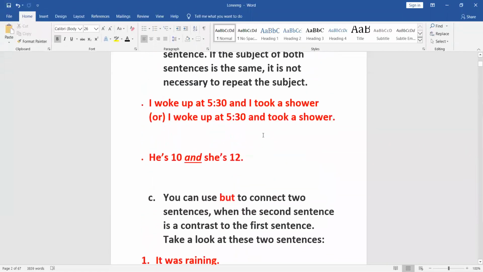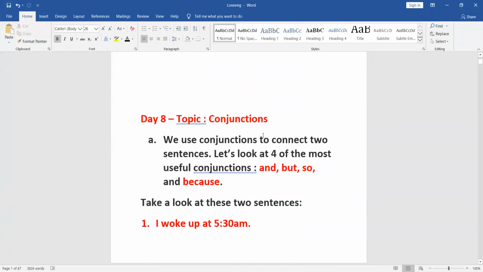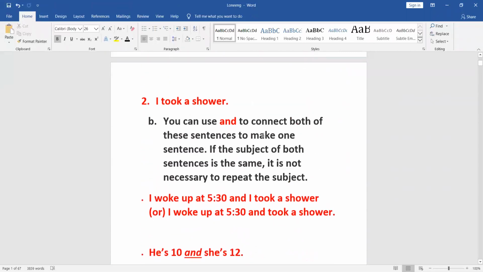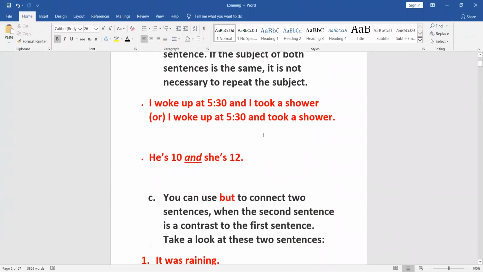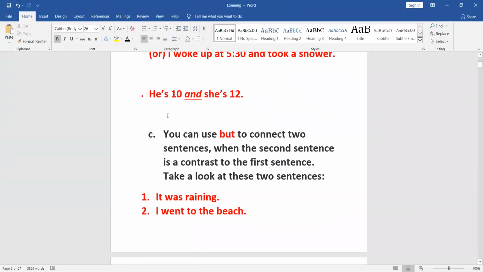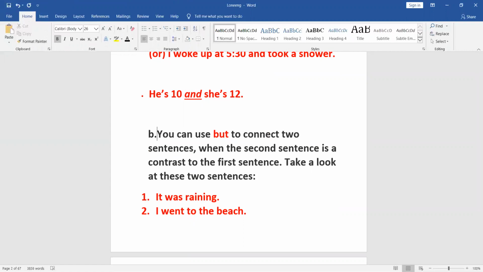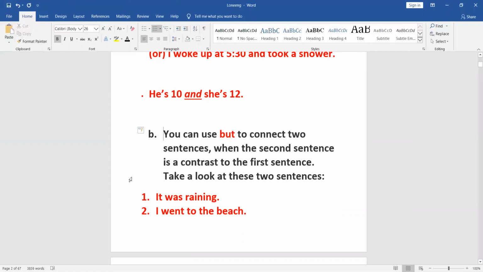Now, the second particular conjunction is going to be, hold on one second. Okay. It's going to be but. You can use but to connect two sentences. Now, when can you use them? When the second sentence is a contrast to the first sentence. What does it mean by contrast? When the second phrase is totally opposite to the first phrase, then you use but.